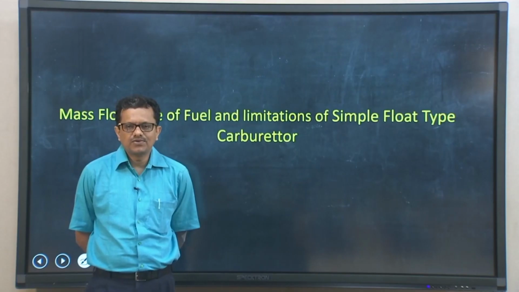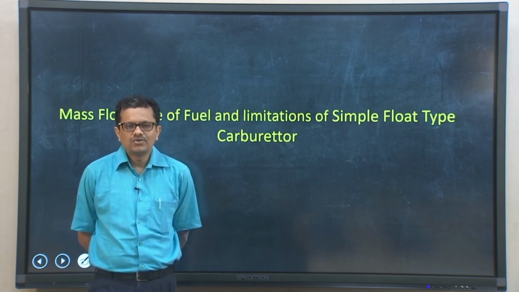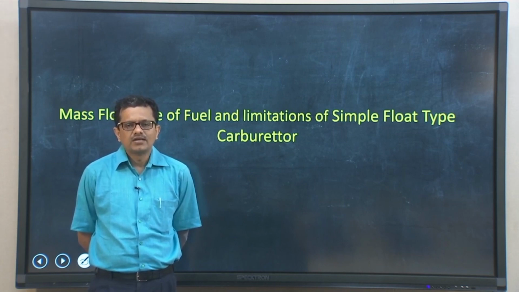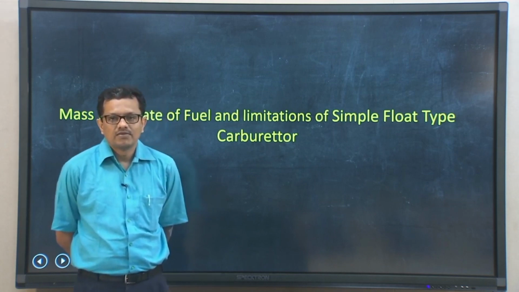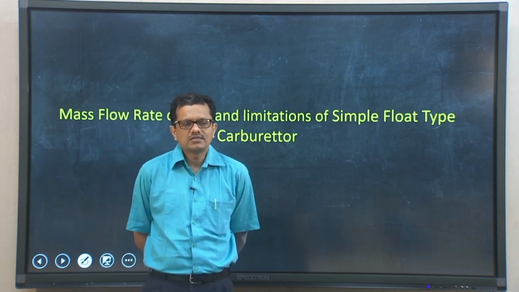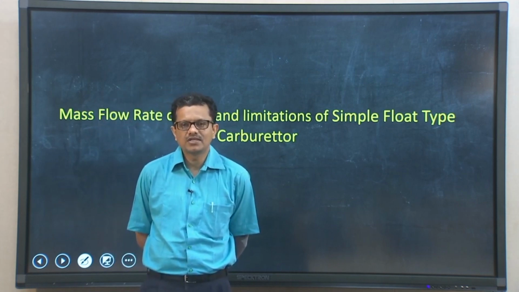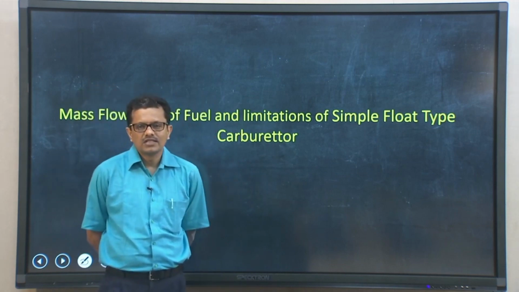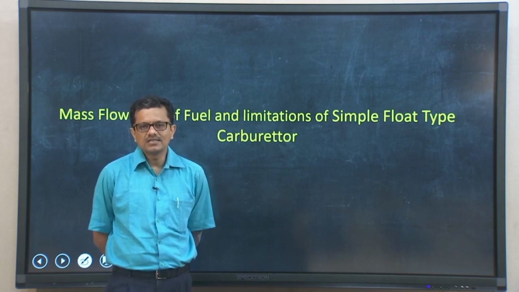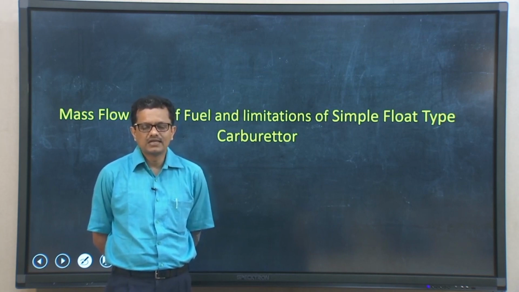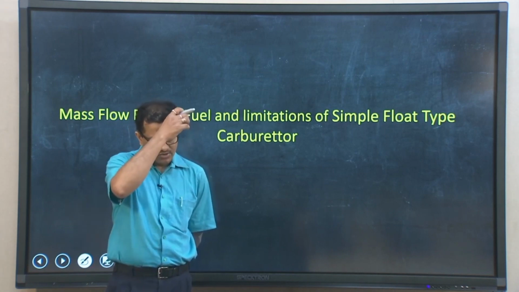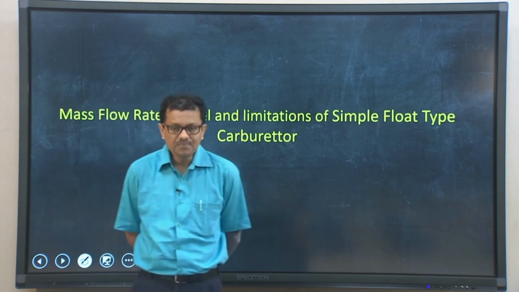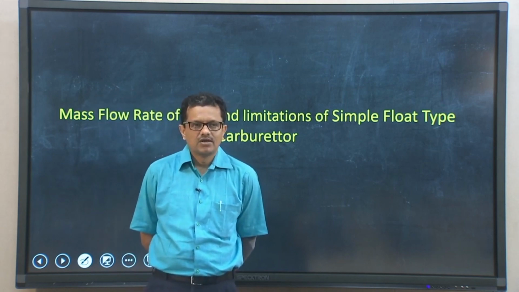For a simple float type carburetor, though we had the expression of the mass flow rate of air, we also need to calculate the mass flow rate of fuel, and then we can figure out the fuel air ratio, which is important for the operation of the internal combustion engine, particularly for the SI engine, because this particular element is essential for the operation of a spark ignition engine. And then also we will try to discuss the limitations of the simple float type carburetor.